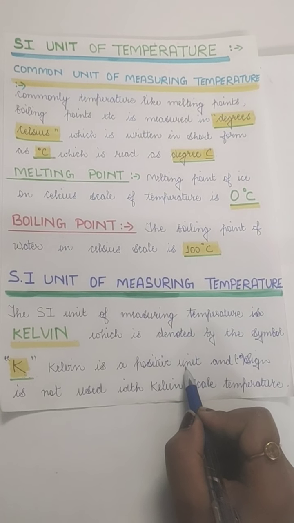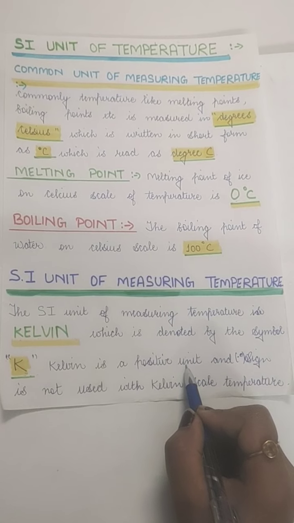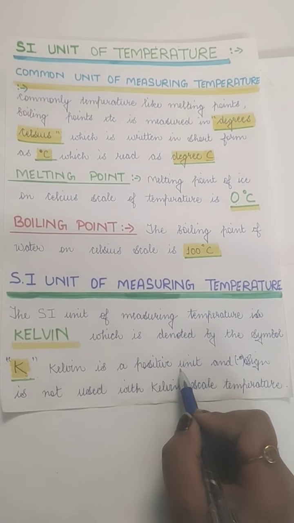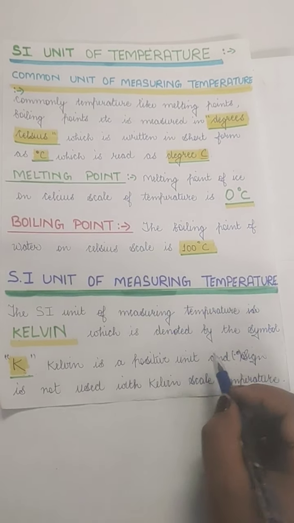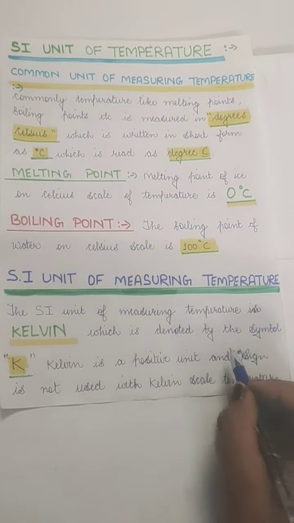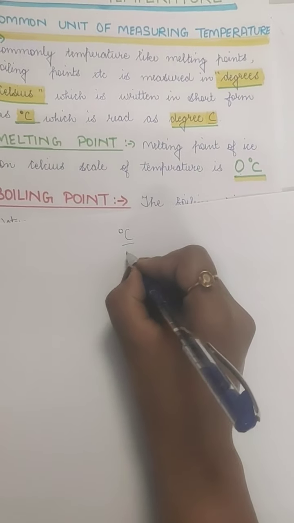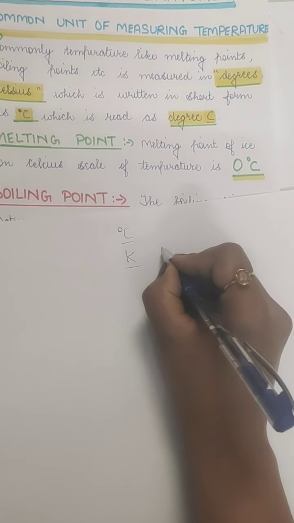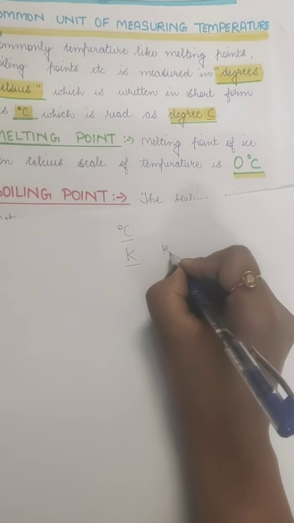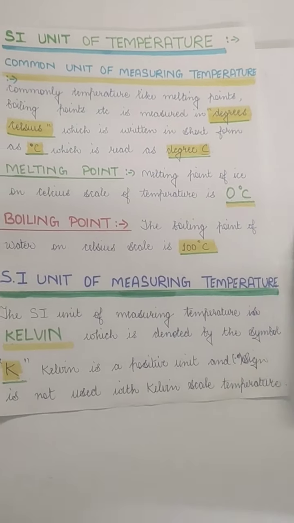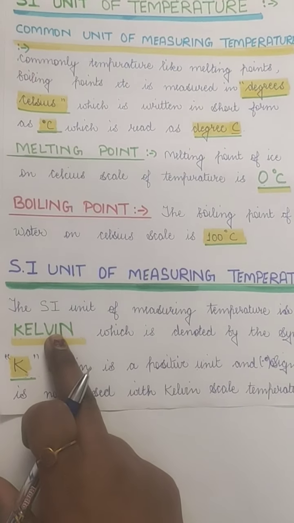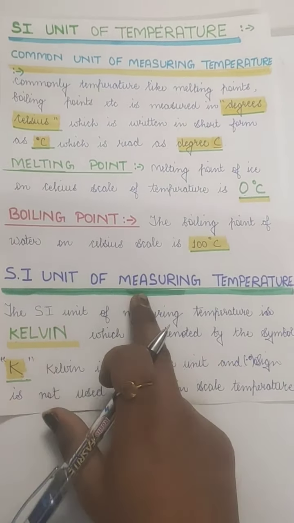That means it will never fall below 0. It will never fall into the negative. It will always be a positive unit. And we don't have to put any degree sign on the Kelvin. So we just have to write a capital K for Kelvin. If we write a small k, it will be wrong. We just have to write a capital K and no degree sign, nothing else. This is sufficient. So Kelvin is the standard measuring unit of temperature.